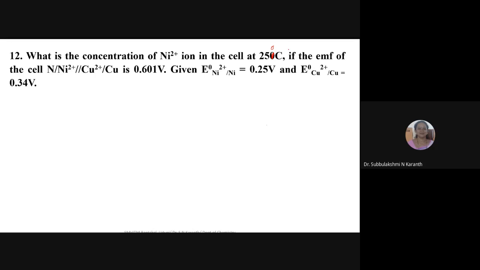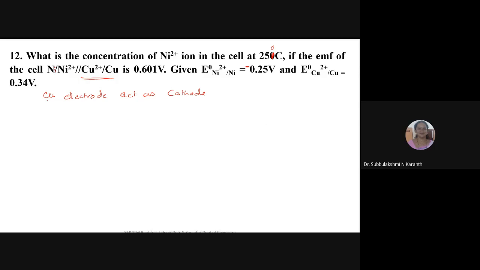If the EMF of the cell Ni | Ni2+ || Cu2+ | Cu is 0.601 volt, given nickel electrode potential E naught Ni2+ | Ni is minus 0.25 volt and E naught Cu2+ | Cu is 0.34 volt. From this you can predict anode and cathode. The higher electrode potential is copper, so the copper electrode acts as cathode. Or you can predict based on the cell representation: the right side acts as the cathode.